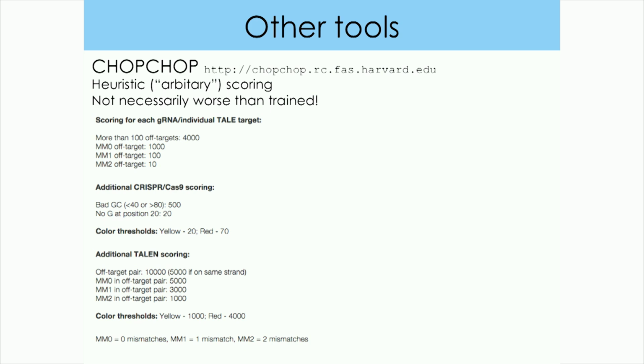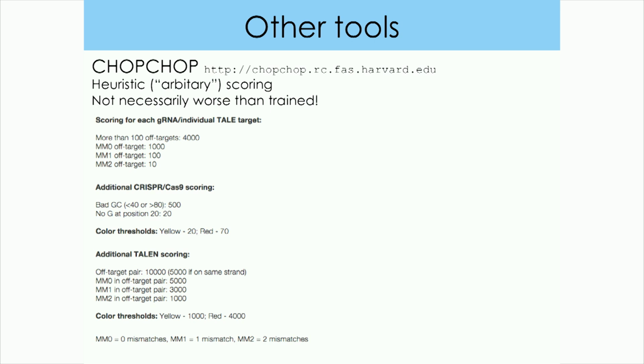If you have 0 mismatches, you get a score of 1,000. If you have 1 mismatch, you get a score of 100, right? You just sort of assign arbitrary numbers. That doesn't mean that it's necessarily worse. For example, if you wanted to say hits inside a gene of interest are really, really bad, add a huge amount to that score, you could totally do that. That's no problem.